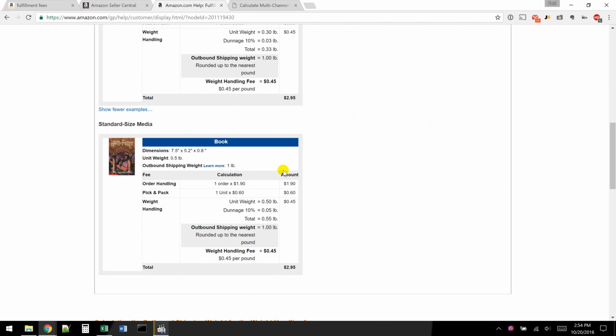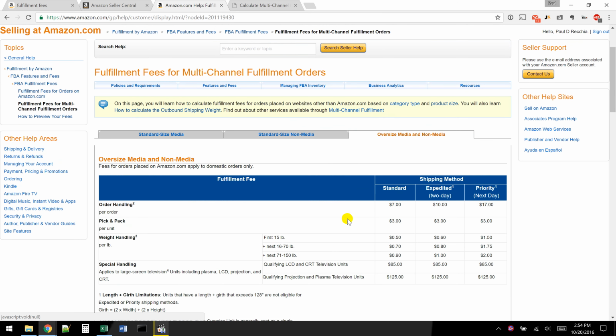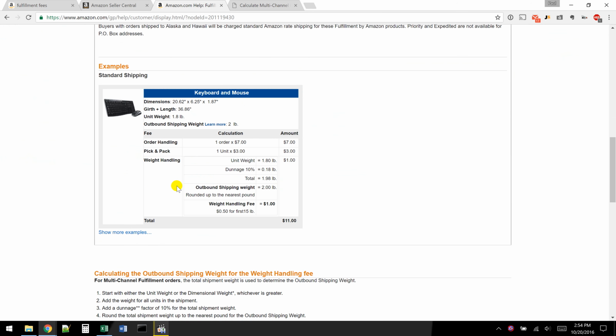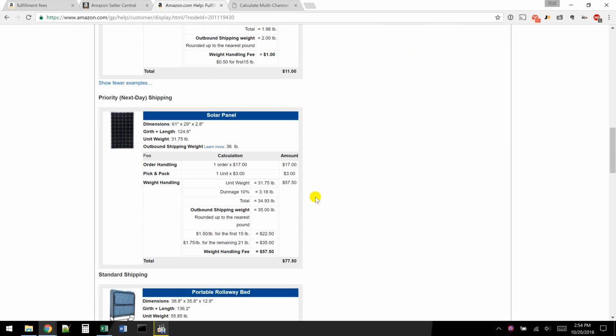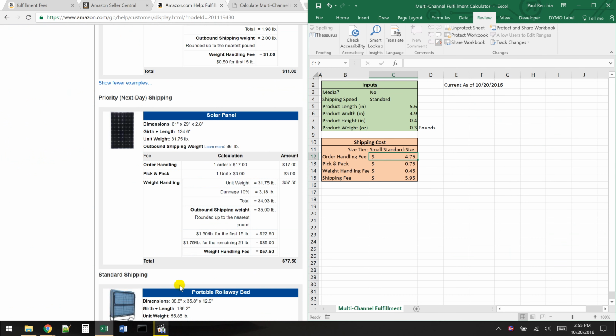So, there are examples in here if you want to test your math on some of your products. Each of these categories does have examples. And you can also test against my math. So I'm going to do that again just to show that this does work for several different scenarios. So for media, it's not media. I'm going to do the solar panel.